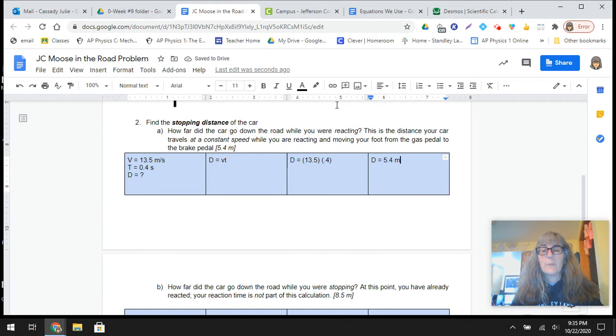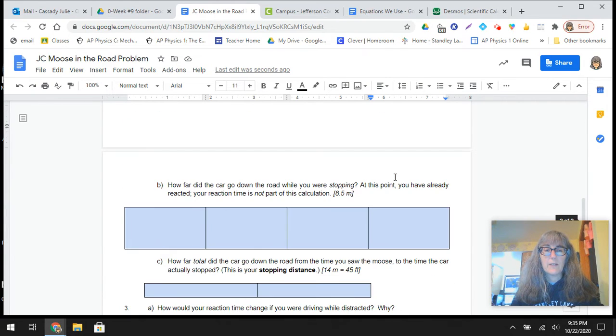5.4 meters is about 17 feet. So a meter is about 3 feet. It's a little bit longer. So if we have 5.5 meters, it's pretty close to 17 feet. So that's a pretty long time. So while your brain is going, a moose, and it's sending the signal to your foot, and your foot is still on the gas pedal, you're going down the road 17 feet if you're traveling at 30 miles an hour.